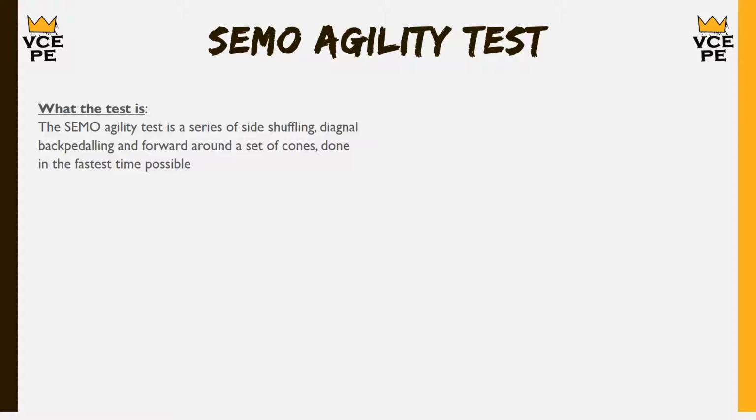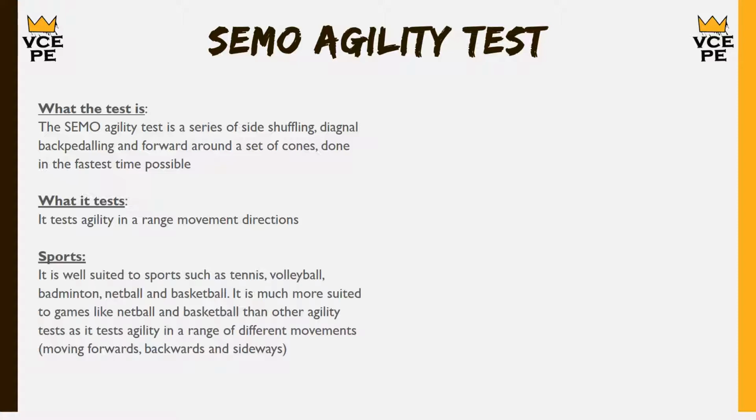So this includes shuffling sideways. It also says diagonal backpedaling, and also running forward as well. And as I said, it tests agility in a range of different directions. The sports that it's suited for are things like tennis, where you're going to be moving sideways, forwards, and backwards, depending on the shot that you're trying to return. Volleyball, badminton, netball, and basketball. But it's basically suited to a whole range of different sports.